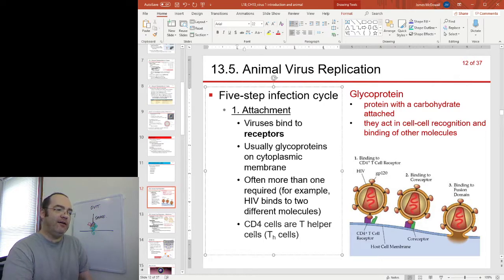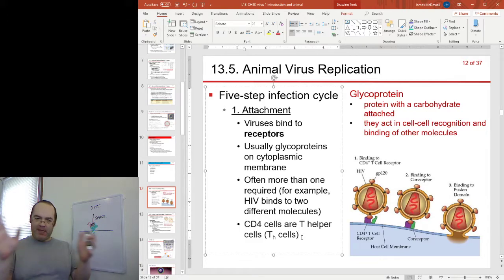HIV in particular binds to these things called CD4 cells. If you remember our immune cells, CD4 cells were another name for helper T cells. So proteins with carbohydrates attached act in cell-to-cell recognition and binding of molecules.